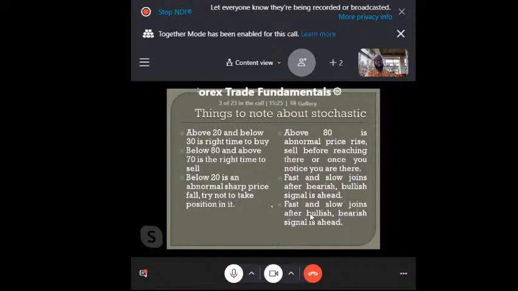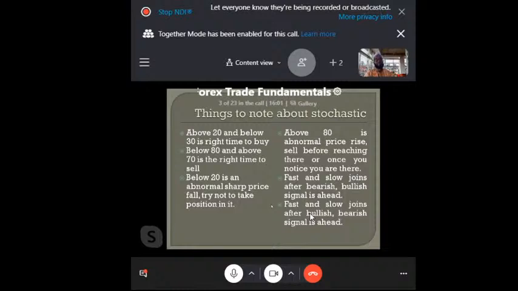Then the fast and the slow market are shown on your stochastics. Anywhere they join, there will be a reversal of the market position. If they are coming down, which is bearish, and they join, they will start going up, which is bullish. If they are going up, which is bullish, and they join, they will start coming down, which is bearish. So anywhere the slow and the fast join, there will be a market position reversal.